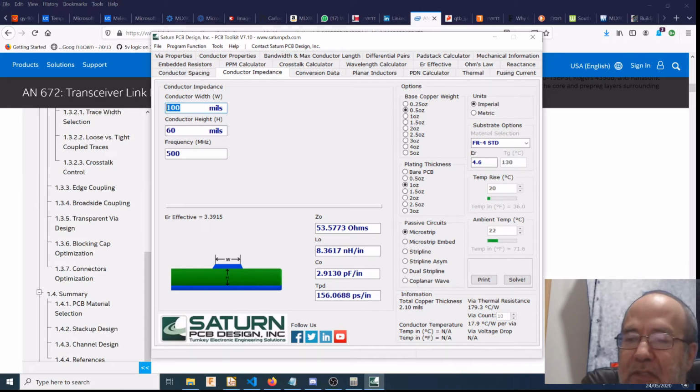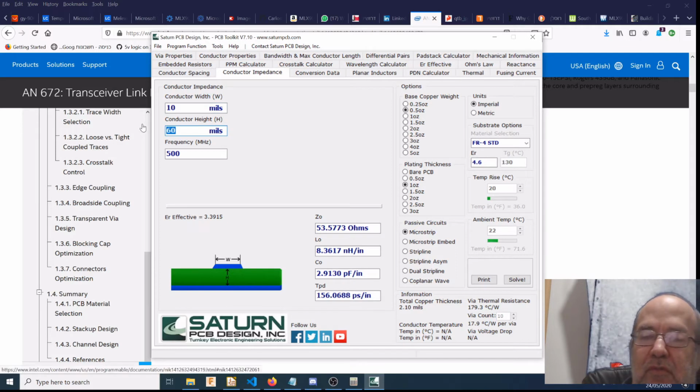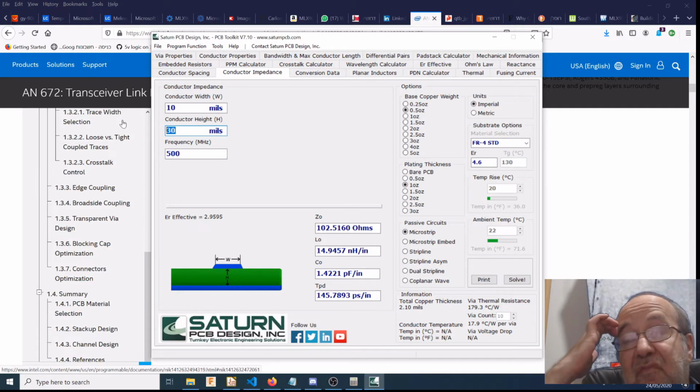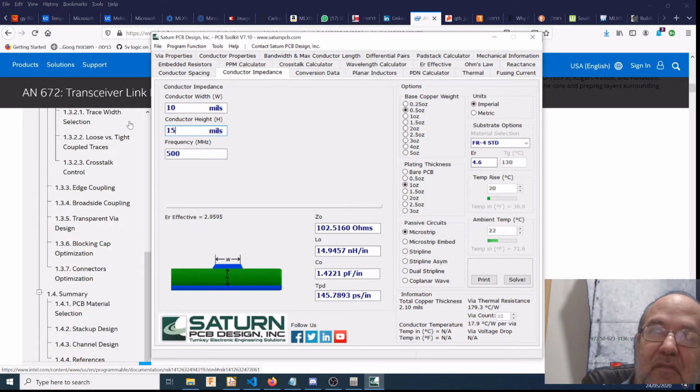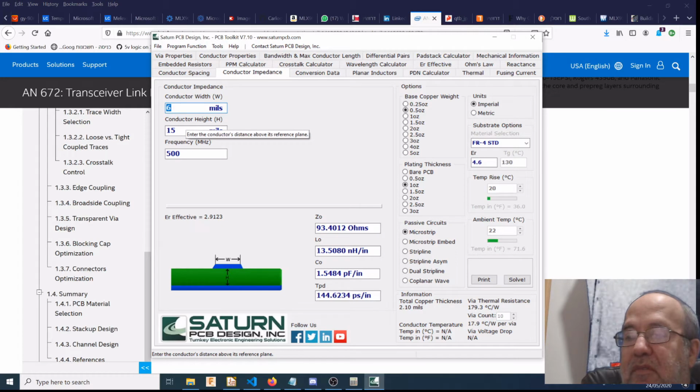We're going to go back to a 10 mil trace, and instead of a 1.6 mm PCB, we are going to move to a 30 mil PCB, even a 15 mil PCB, with a 6 mil trace, 12 mils.